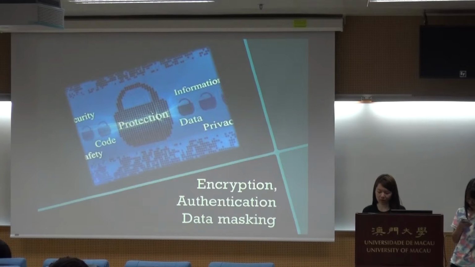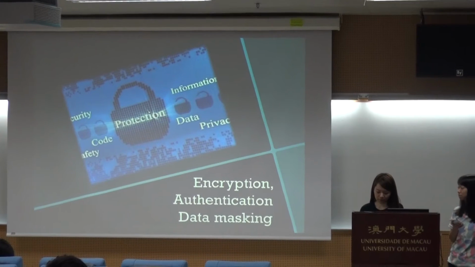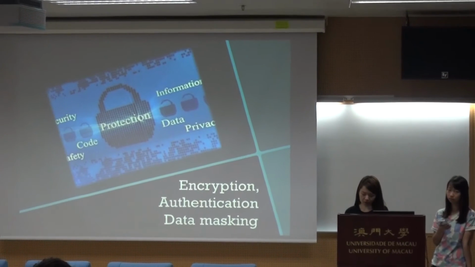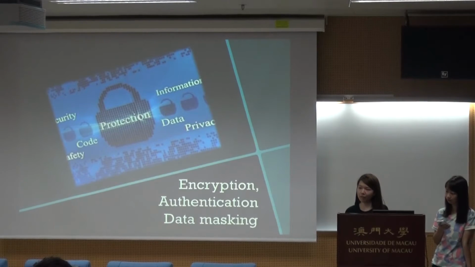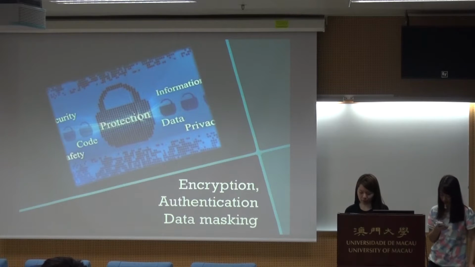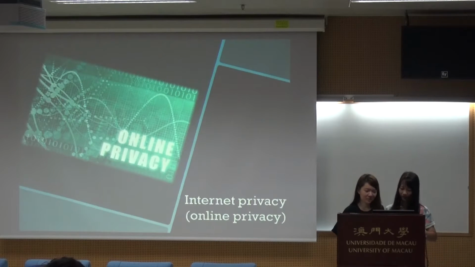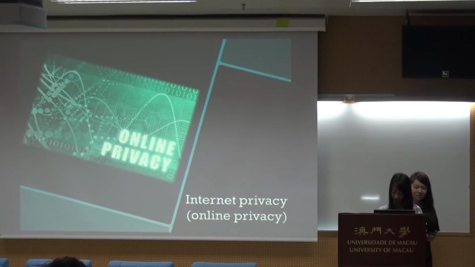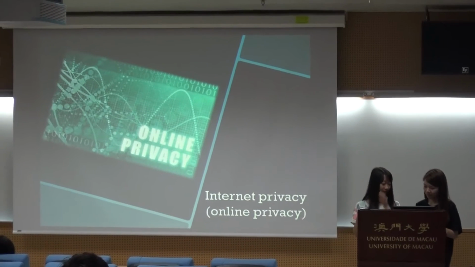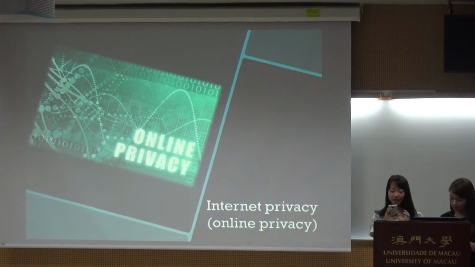Information privacy may be applied in different ways, including encryption, authentication, and data masking. And these protections are geared toward preventing data mining and the unauthorized use of personal information. And next part. Okay, I will introduce internet privacy.